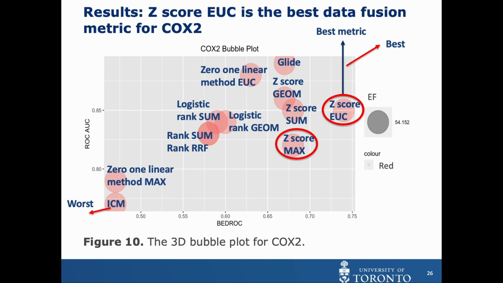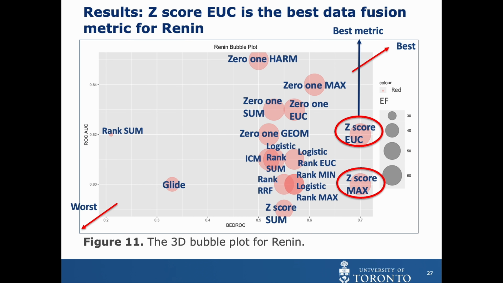Figure 10 reveals that the Z-score Euclidean norm performs the best for COX-2. Additionally, the Z-score maximum, Z-score geometric mean, Z-score average, and GLIDE also demonstrate strong performance. For renin, the Z-score Euclidean norm performed the best. Additionally, the 0-1 linear method harmonic mean, 0-1 linear method maximum, and Z-score maximum also demonstrate strong performance.